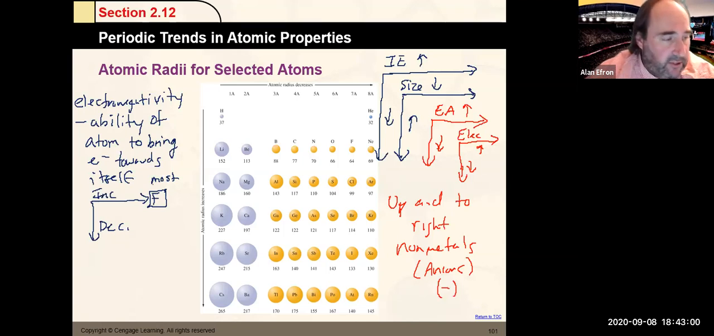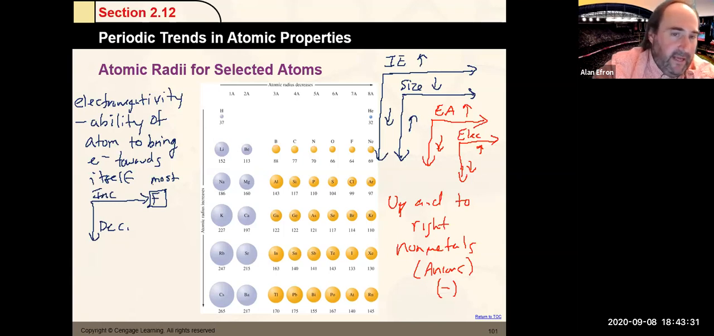For all of those trends, they're compact in terms of size. It takes a lot of energy to remove electrons, which typically doesn't happen. And they have very high electron affinity, which means they like electrons. And they have high electronegativity, which, in addition to liking electrons, means they also have a very good attraction to bringing electrons towards themselves. And the opposite can be said if you go left and down on the periodic table.